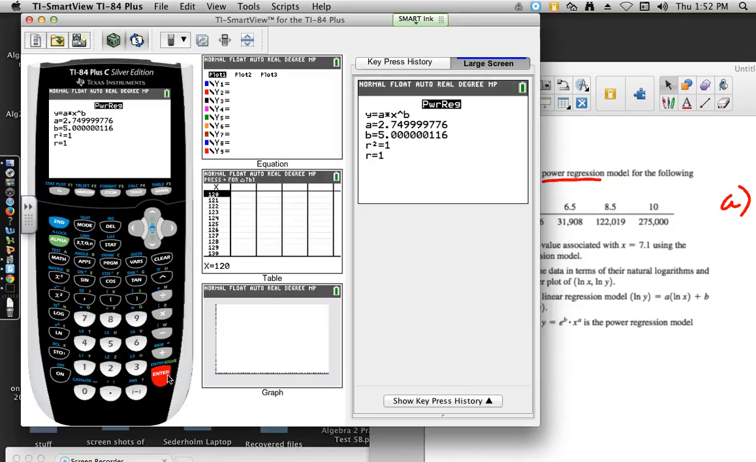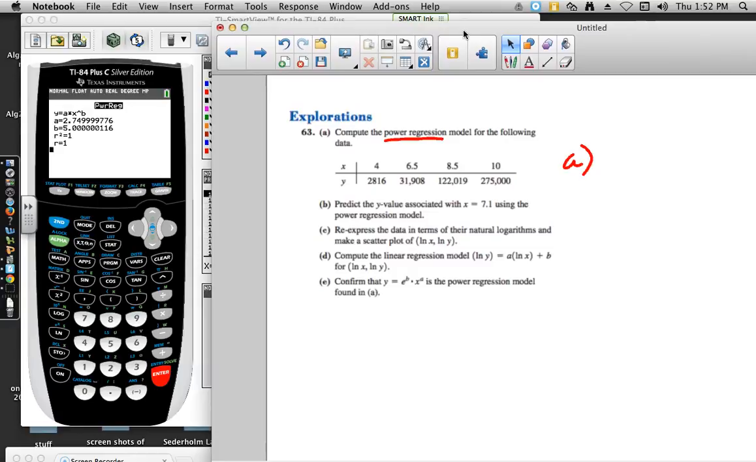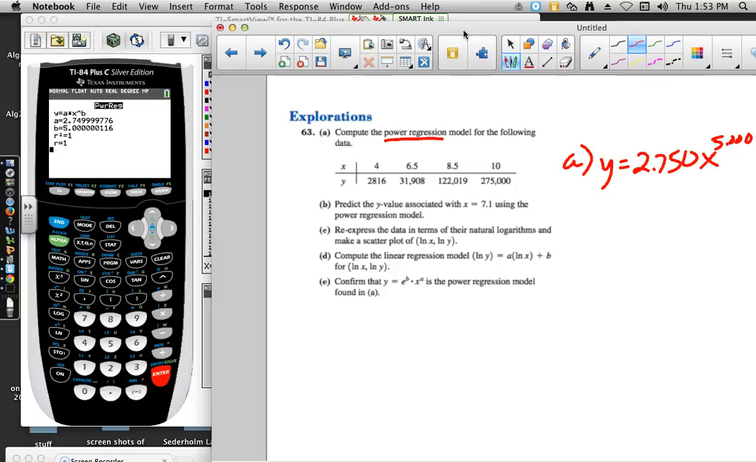So it gives me the model. It says when it's y equals a times x to the b, we should be using y equals 2.750 times x to the 5.000, with rounding to 3 decimal places. So kind of a little basic thing there. You look and say, well, I wouldn't put in the 0.000 if I'm punching it in, and no, I wouldn't either. You know, there's our model.